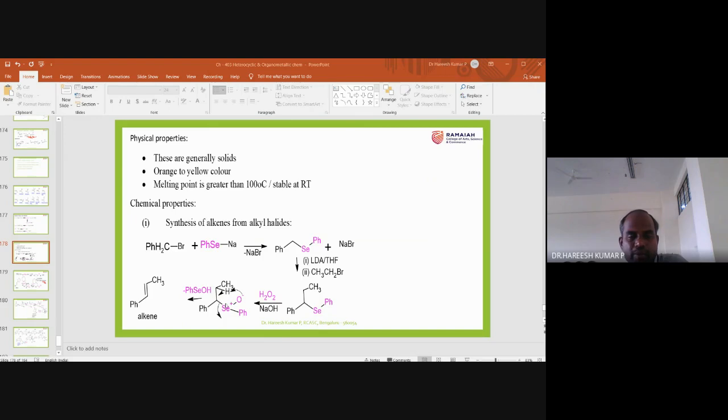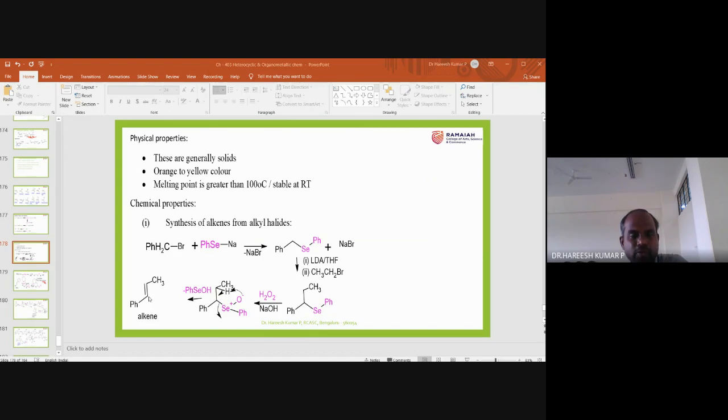So then what will happen? There will be a new bond formation between this oxygen and this proton. And this bond pair is coming over here. And the bond between the selenium and carbon breaks. Why is it breaking? Because selenium attains a positive charge when it is oxidized with hydrogen peroxide. So then what is the compound obtained? The compound obtained is called an alkene.